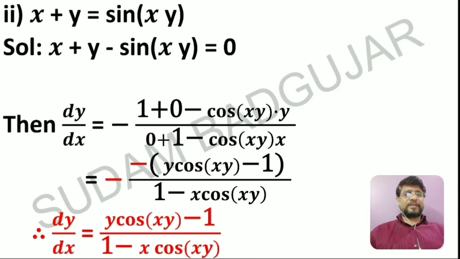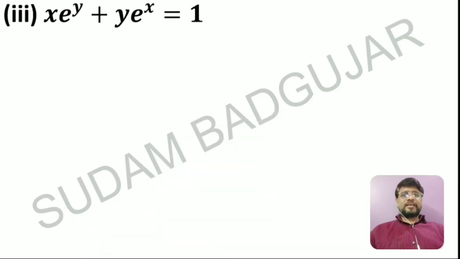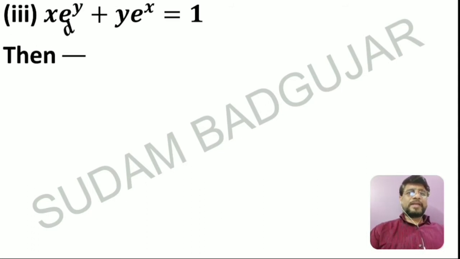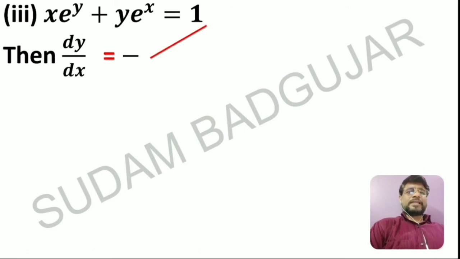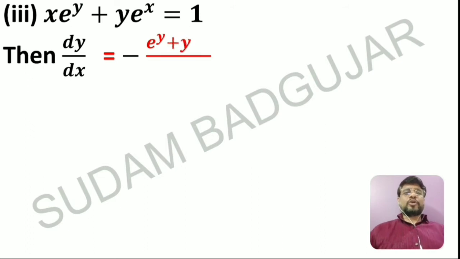It's very simple. Now next sum is question number 3. X into e raised to y plus y into e raised to x is equal to 1. Now the derivative of this sum is dy by dx is equal to minus numerator, that is x here constant, derivative of e raised to x into derivative of e raised to, I will show you.